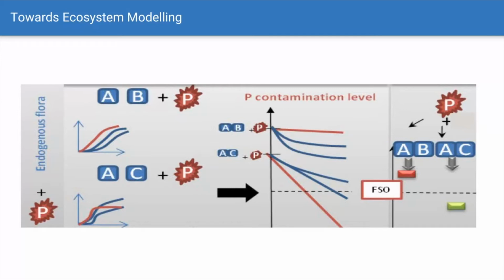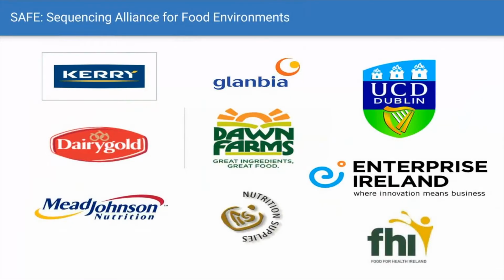So the potential for this type of analysis and technology is massive, and its implication for data science and predictive modeling is also huge. So one project where we're taking this challenge head on is called the SAFE project. It stands for the Sequencing Alliance for Food Environments.